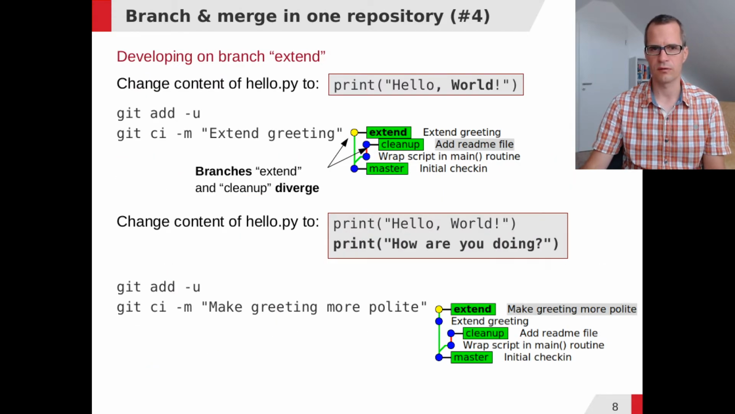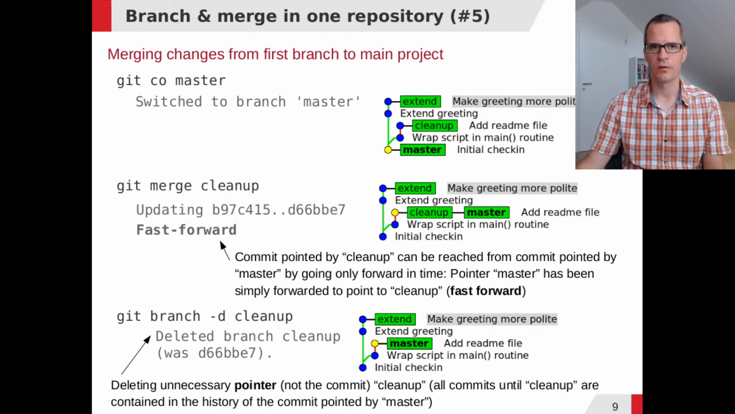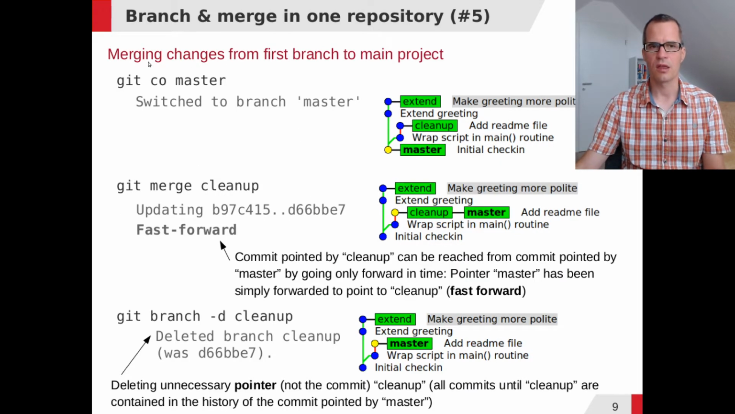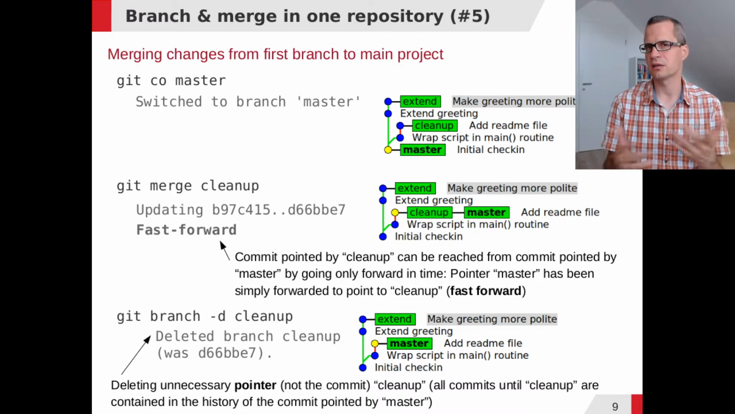So, if you're following the slides, slide 8 was developing on branch extend, which we have done, and now we want to merge changes from the first branch into the main project. So we want to go back to the cleanup branch, and we want to merge the cleanup branch first. The order in which we merge branches is up to us. It doesn't matter. It's usually dictated by the project and how it is developed, and when a certain branch is mature enough to be merged. But to be compatible with the slides, I would like to merge the cleanup branch first.